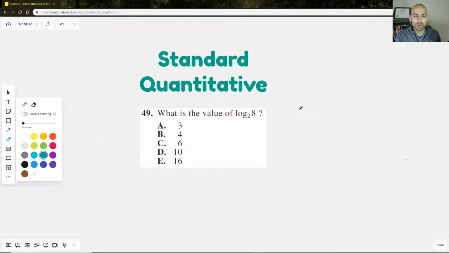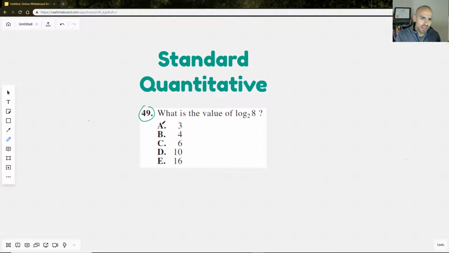Hello, in this video we're going to go over how to solve a standard quantitative problem, aka fancy for a standard math problem that you can actually find on any math test in class or on standardized tests. So this is number 49, and I think it's worth noting that this is actually a simple question, especially for some of you that are very comfortable with logarithms.